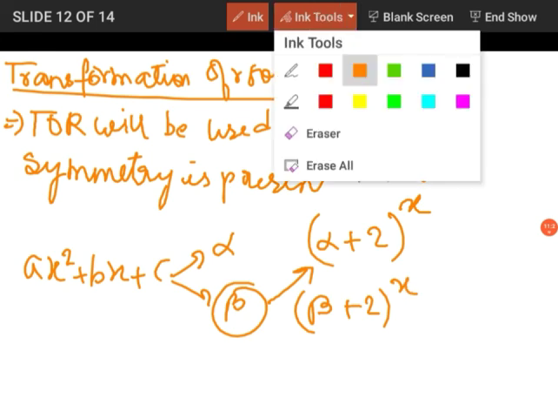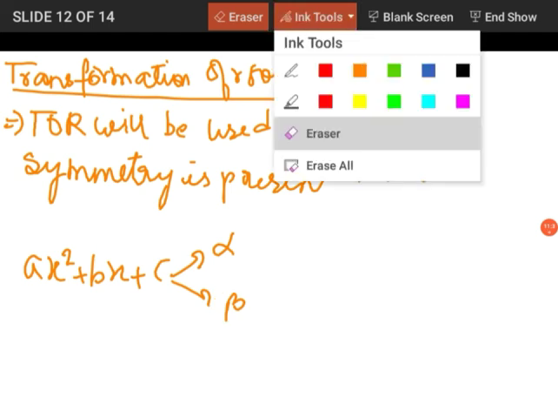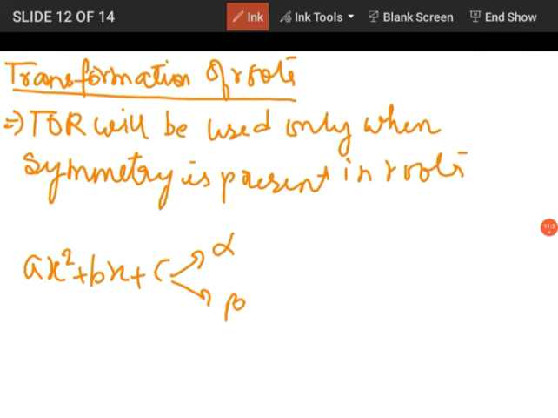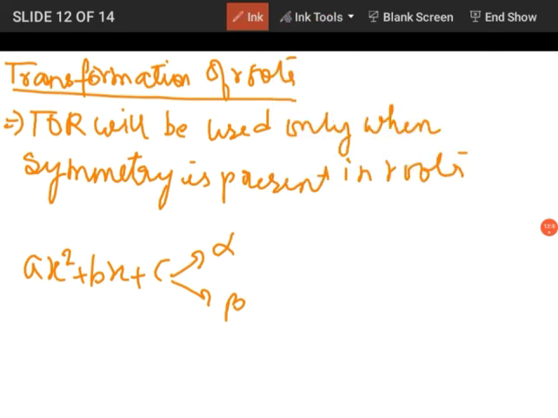This is symmetry. One thing I remembered with symmetry, I have to teach you that also in today's lecture. Basically, if you look at the sine graph, you will find a line of symmetry, right? But basically, whatever you do with alpha, you will also have to do with beta. And if this condition is satisfied, then only we can use transformation of roots.